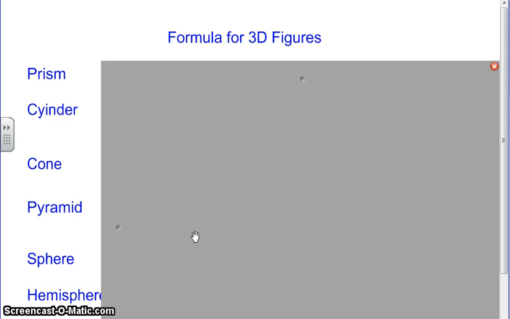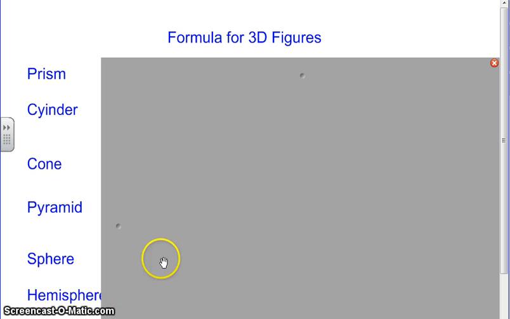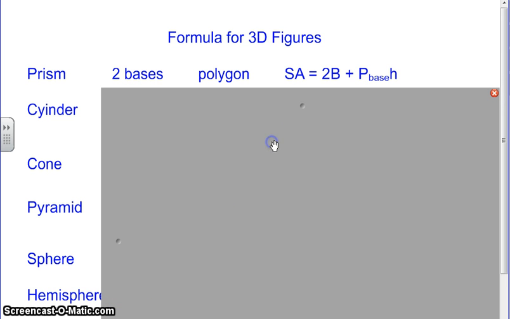Okay, let's look at the formulas for 3D figures that you should know by now. Let's talk prism. The first question is, how many bases does a prism have? A prism has 2. Okay, and what shape is the base of a prism? Is it a circle or a polygon? Polygon. Good. So if we're going to find surface area for a prism, you start by thinking of the number of bases. Okay, now that you have that, let's do it. Ready? S equals 2B plus PH. Good. 2 base areas plus the perimeter of the base times height.